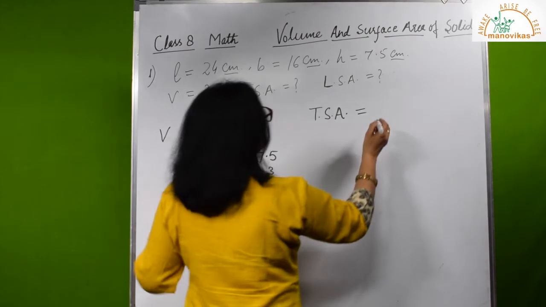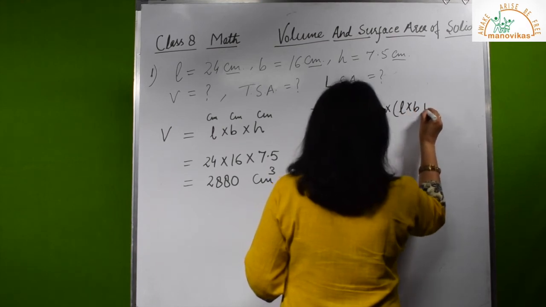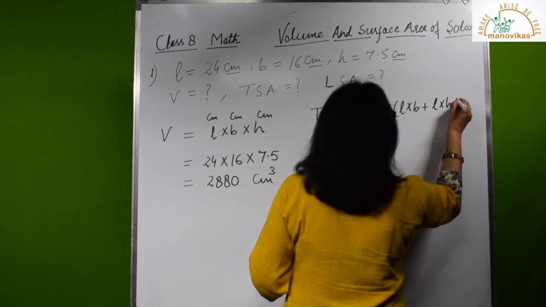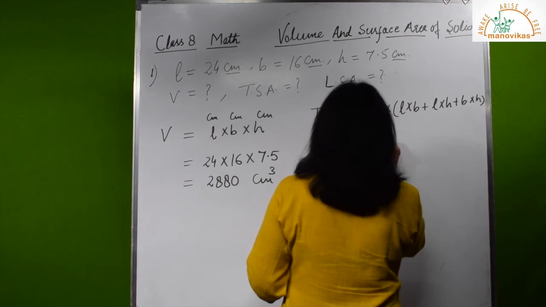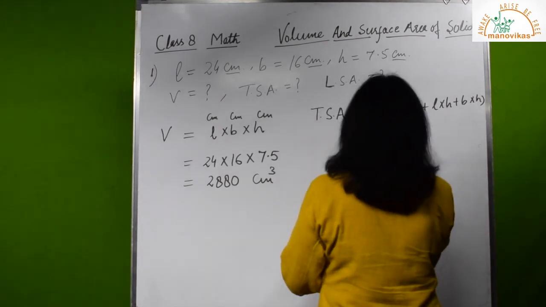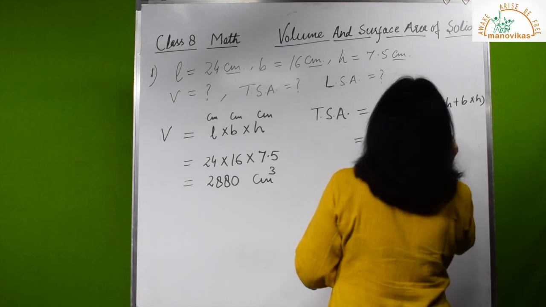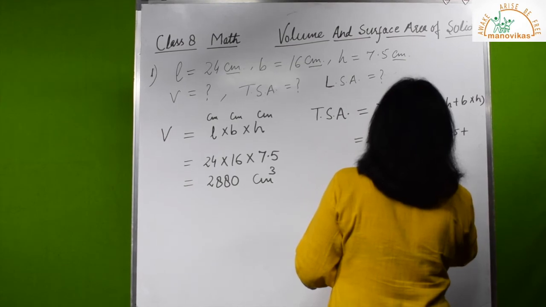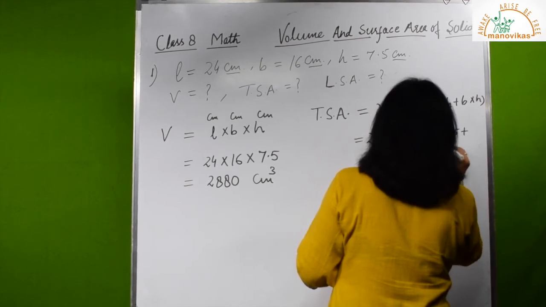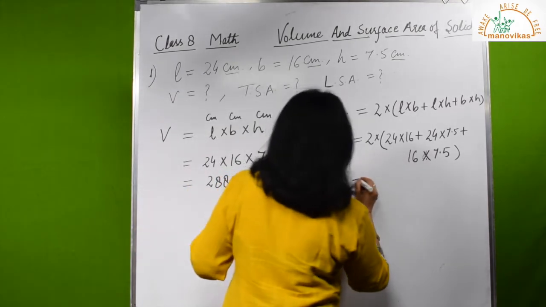So for the total surface area, first you will write the formula, that is 2 into length into breadth plus length into height plus breadth into height. Okay. Now put the values. Length 24 into breadth 16, plus length 24, height 7.5, plus breadth 16 multiplied by height 7.5. Okay, we have substituted all the values. Now multiply this.